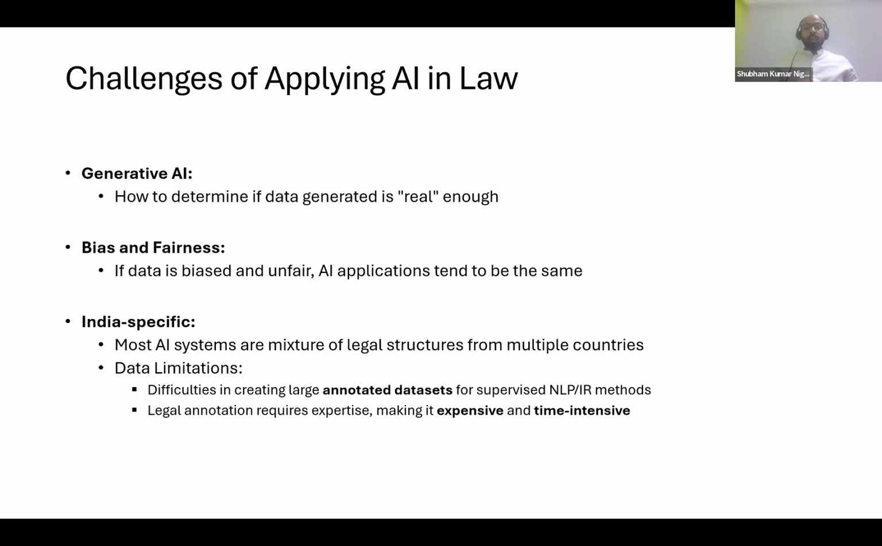Similarly, I already mentioned India specific challenges, because most of the AI systems available in the space are a mixture of legal structures from multiple countries. So we can't directly apply them here. And there is a data problem, because we don't have structured and annotated datasets to train any supervised task or model. To provide annotated data, we have to annotate it ourselves. It will take so much time and it is a very expensive task.